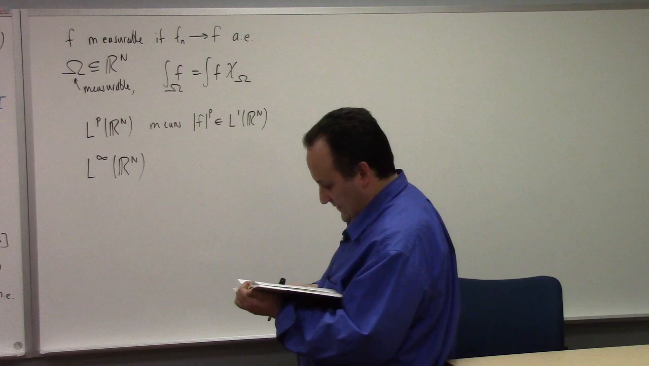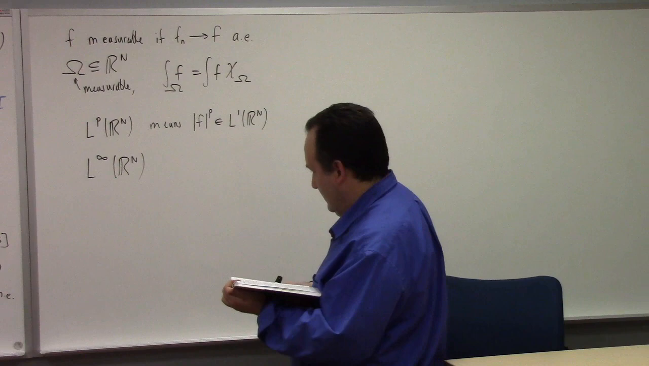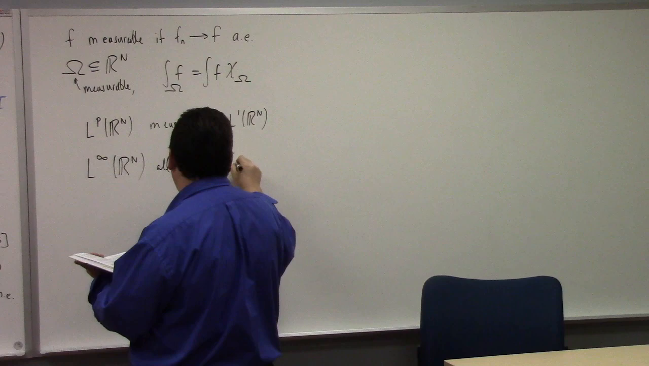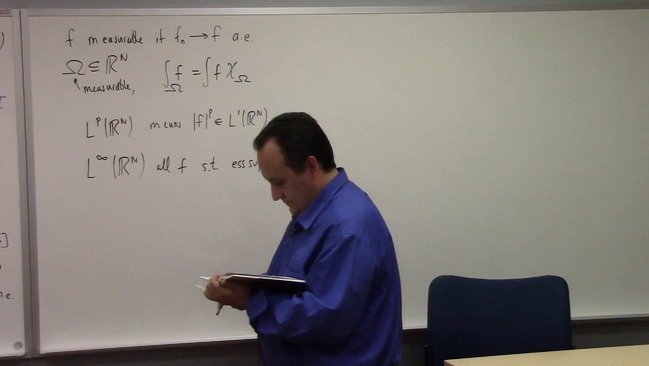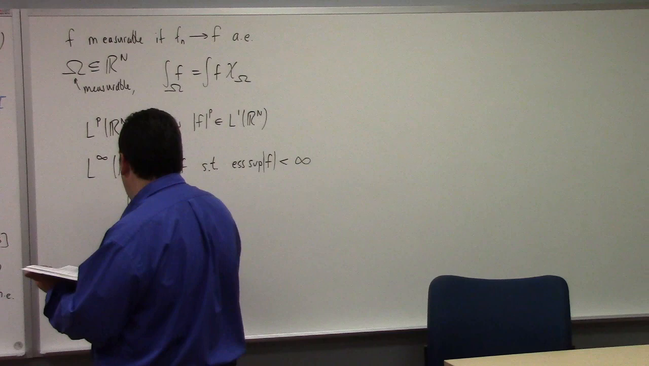And so this is all f such that the essential supremum of the absolute value of f is less than infinity. And the norm, again, is defined just like we defined it. It's just now this stuff is happening in n dimensions.